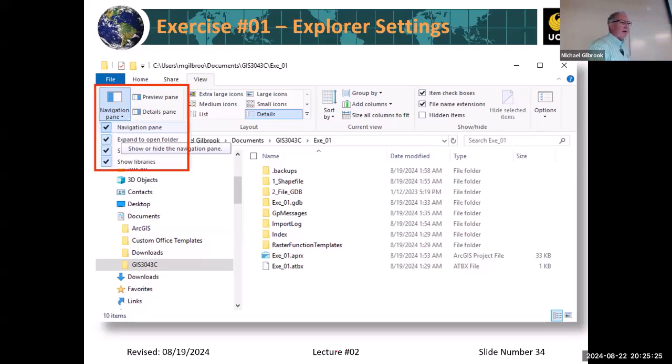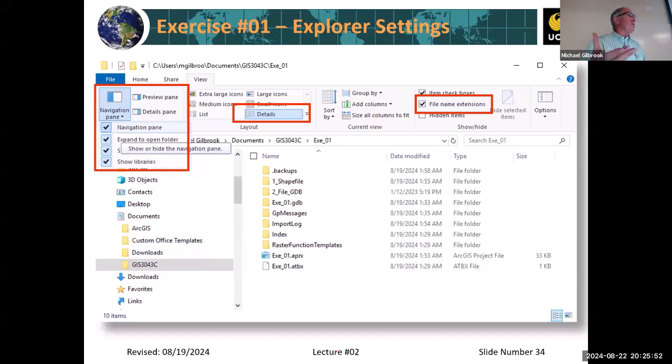Then we're going to go over here, and in the different ways that the data pane shows, we're going to turn on the details. That will show us the date, the type of data, and the size of the data. It's going to turn all those details on. Very critical. We're then going to turn on what's called file name extensions.